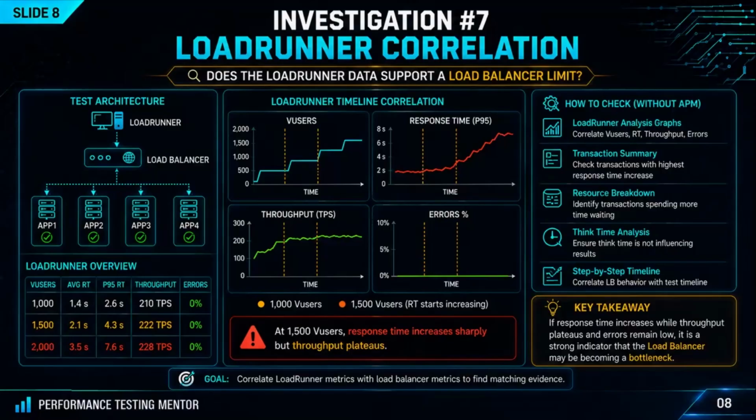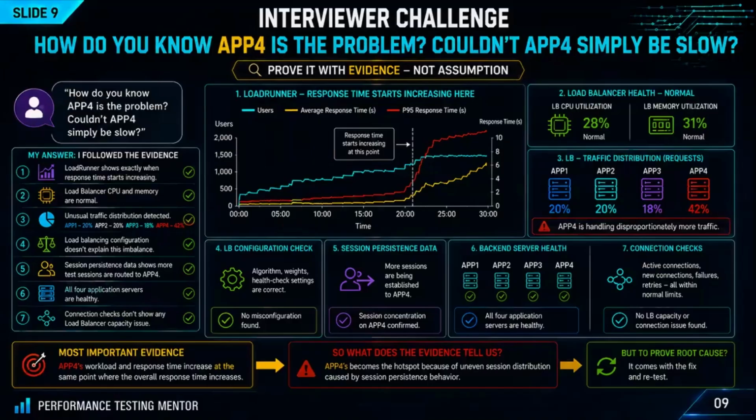So now I can see a clear pattern. Load increases, more sessions are routed to App4, App4 receives more requests, App4 response time increases, and overall response time increases. The load balancer CPU and memory are still normal. All four application servers are healthy. The configured algorithm does not explain the traffic imbalance, and the session persistence behavior appears to be concentrating more sessions on App4.